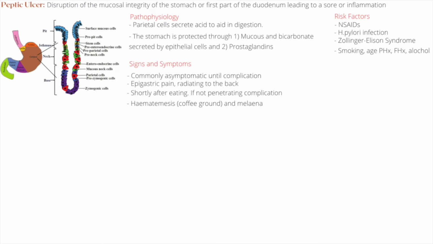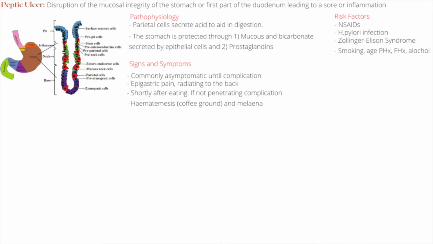So how does a patient present? Unfortunately, ulcers are commonly asymptomatic until there is a complication. Yet if there are symptoms, epigastric pain is common, and if it radiates to the back, it suggests it is severe or there has been perforation.